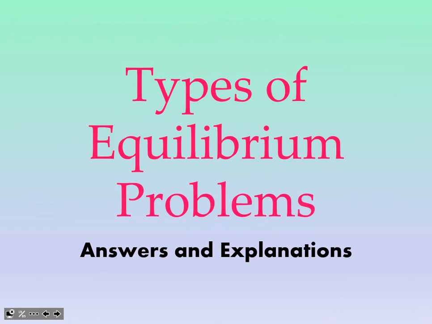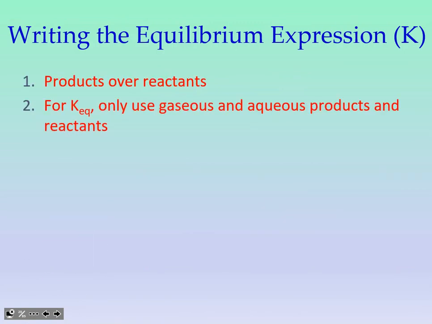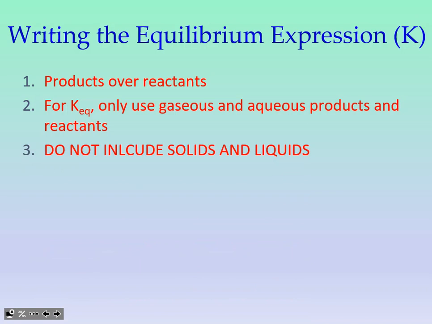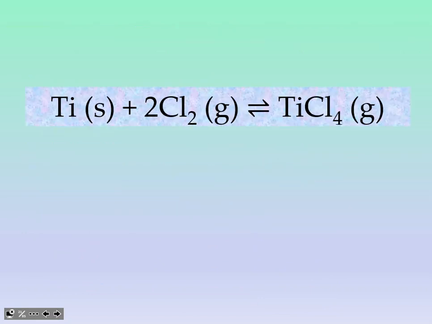On to problems. Here we go. We're going to start easy. We'll get harder as we go. Good times, right? Writing the equilibrium expression. Let's go back over that. Products over reactants. Only use gaseous and aqueous products and reactants in this expression. That means no solids and liquids. Bracket notation indicating molarities, because these are in concentrations. And coefficients become the exponents from the law of mass action. You already know all this, but here, let's review.